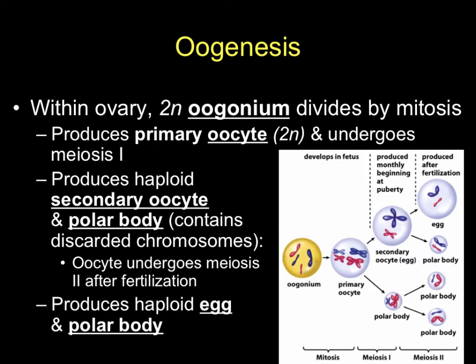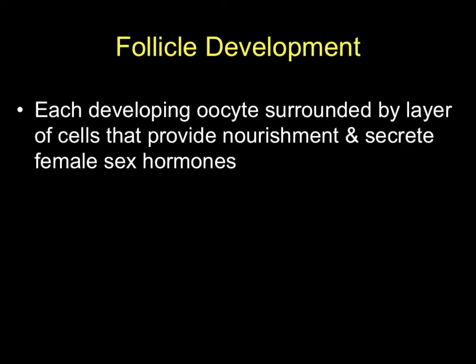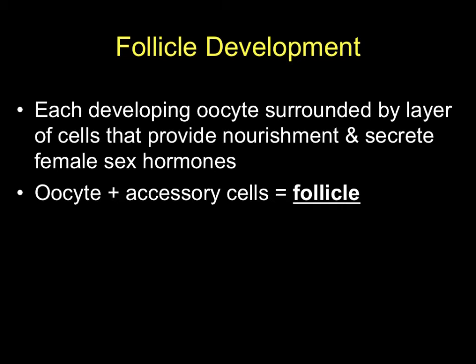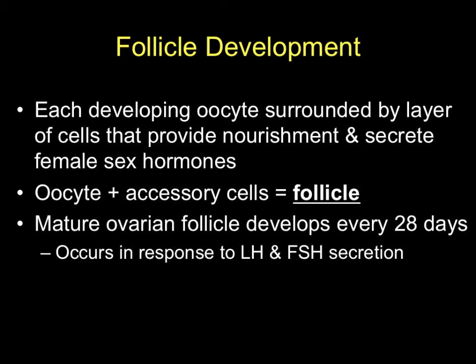So again, the end result of this is one egg cell and a grand total of 3 polar bodies, which are not used in fertilization, but are just leftover remnants of chromosomes that weren't packaged into an egg cell. So the egg cell, or what will become the egg cell, is surrounded by a layer of other cells that are nourishing and supporting the eventual egg cell, and secreting the female sex hormones, estrogen and progesterone. They are part of what's called a follicle. So the secondary oocyte plus the accessory cells are called a follicle.